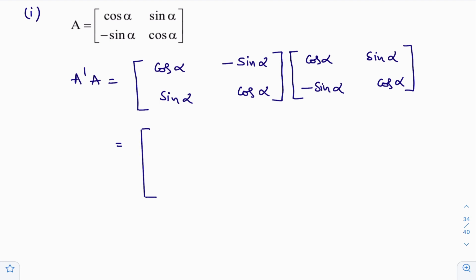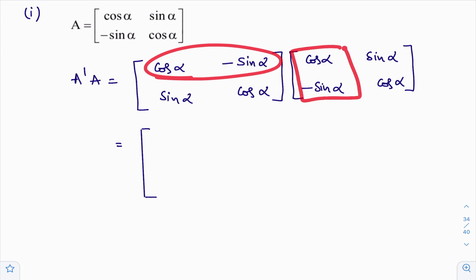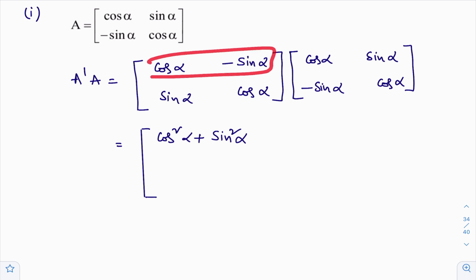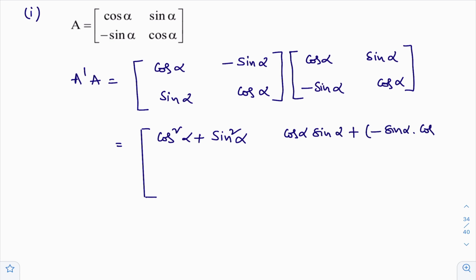How to multiply? First row, first column. Corresponding elements you multiply and then add them. So cos alpha into cos alpha, that is cos square alpha, plus minus sin alpha into minus sin alpha, minus minus will become plus sin square alpha. If you know matrix multiplication, only then do this exercise. If you do not know matrix multiplication, I strongly recommend you practice it first and then come to this exercise. First row, first column is over. What next? First row, second column. Multiply cos alpha into sin alpha plus minus sin alpha into cos alpha.